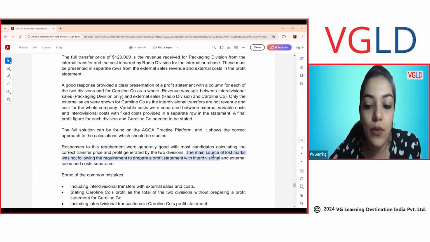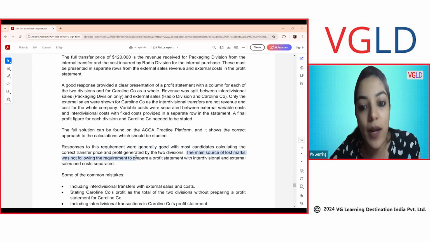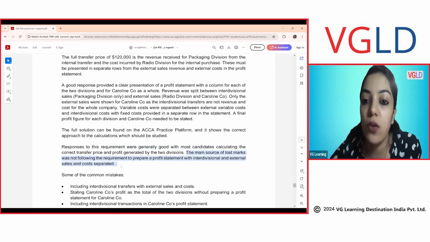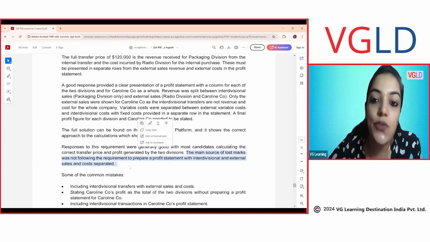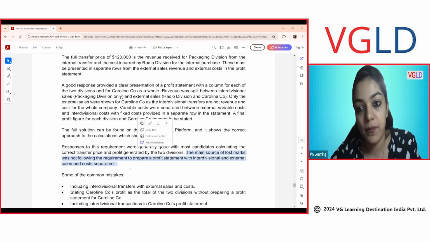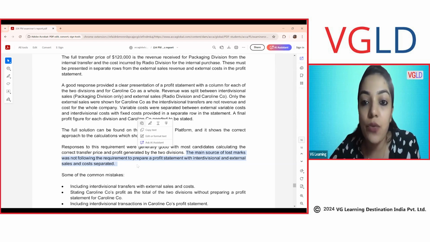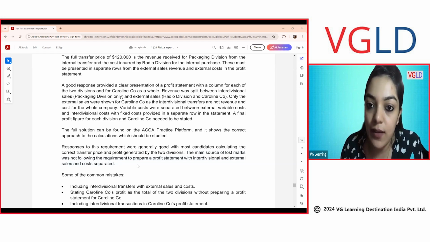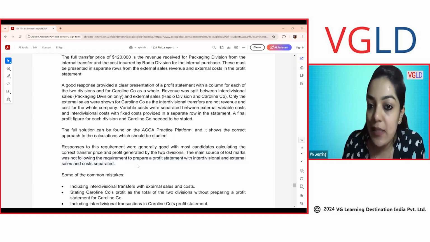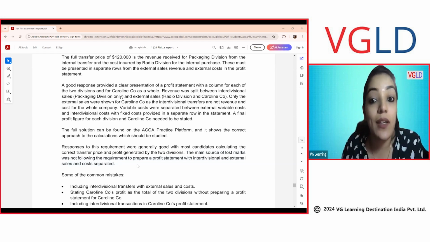The main source of lost marks was not following the requirement to prepare a profit statement with interdivisional and external sales and costs separated. So what does it show? That a lot of students do not even read the question correctly. So what do you realize? That you do not have to make that mistake. Anyways, I will keep telling you all these things along the classes. But when you read these 1 or 2 articles, you understand that, okay, other students make this mistake. I don't have to do it.